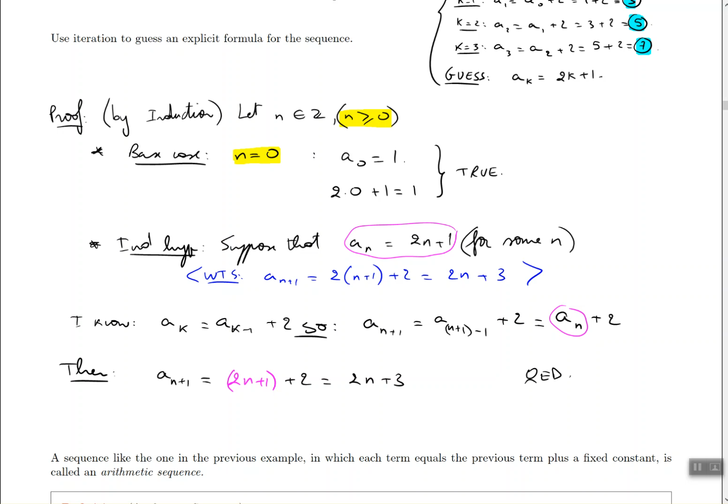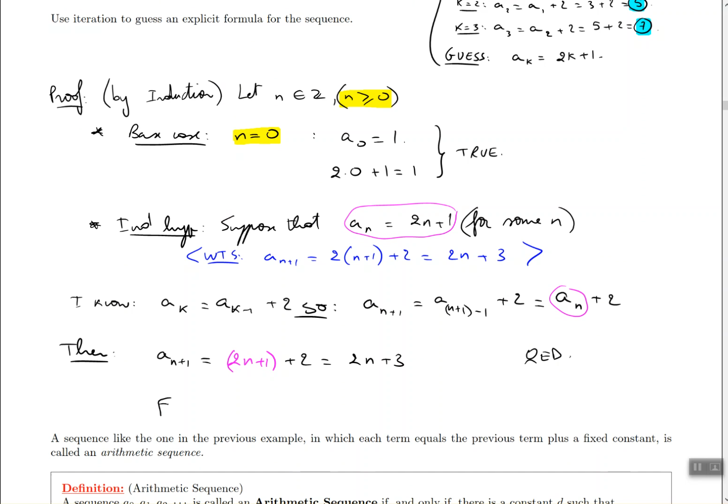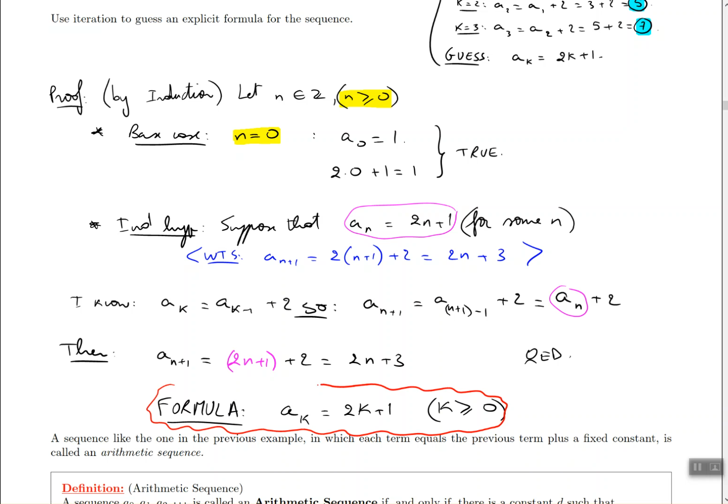So, instead of using this recurrence relation to define the sequence, we can now use the explicit formula. So the formula that we are guessing is basically the following. We are guessing that ak should be 2k plus 1, where k is some number that's greater than or equal to 0. So this is another way of redefining that sequence that we have in this problem.